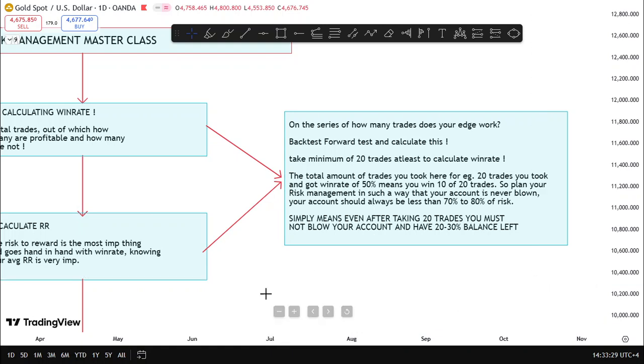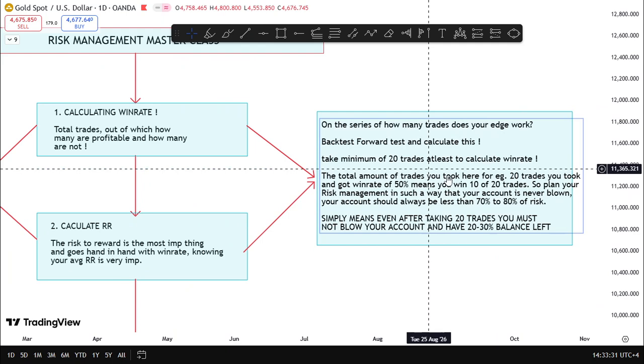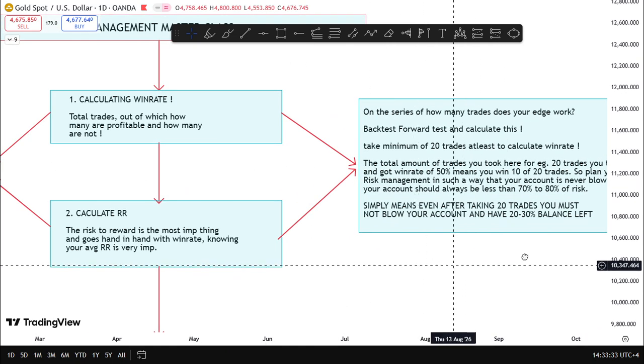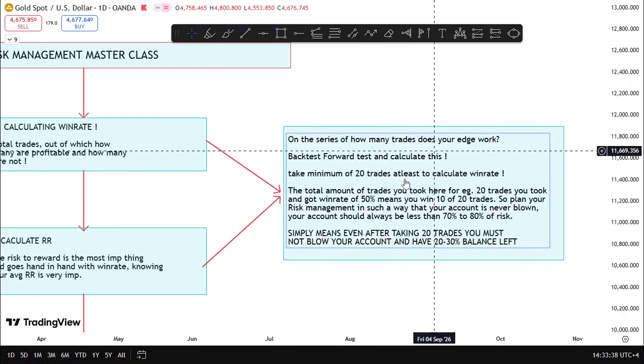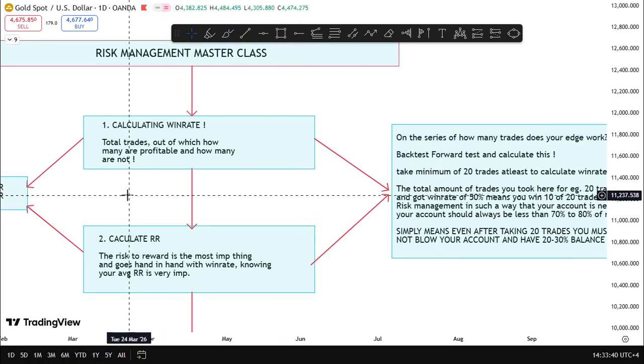So always the risk management, see, this is a very important point. We are going to discuss it further while taking examples. Now let's see, let's move ahead. Keep this point in mind. Okay, I'll show you where it is discussed.